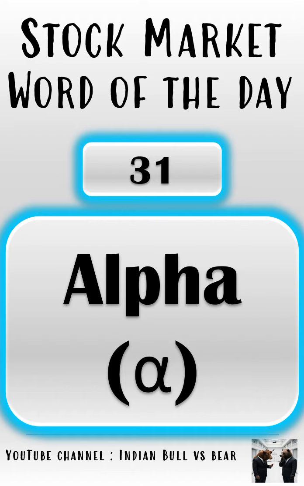Therefore, evaluating alpha in conjunction with risk metrics like beta and Sharpe ratio provides a more comprehensive assessment of investment performance. Ultimately, alpha serves as a key metric for evaluating the effectiveness of investment strategies and the skill of those managing the investments.